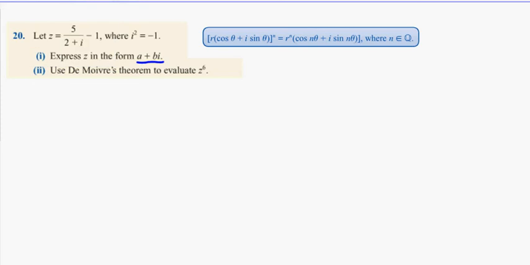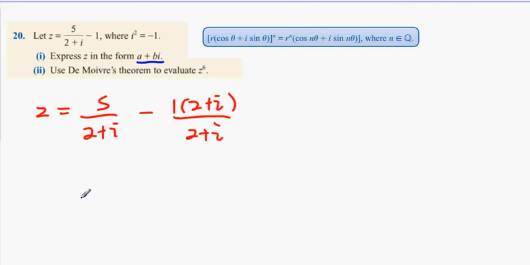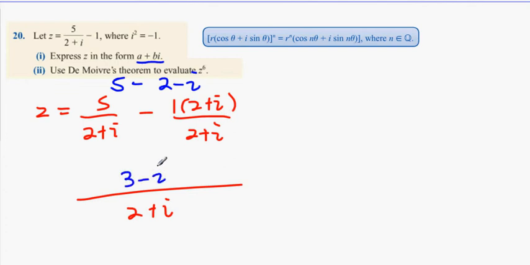Okay, so we have this question here. Let z be 5 over 2 plus i, minus 1. So we're going to say what z is. That's going to be 5 over 2 plus i, minus 1 times (2 plus i) all over (2 plus i). Now we have the same denominator, which is all going to be 2 plus i. Next we're going to have 5 minus 2 minus i, which is going to be 3 minus i.